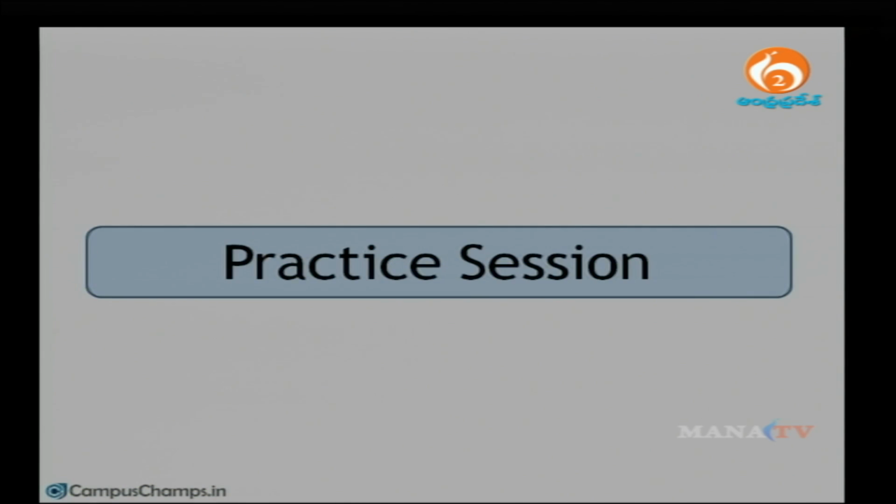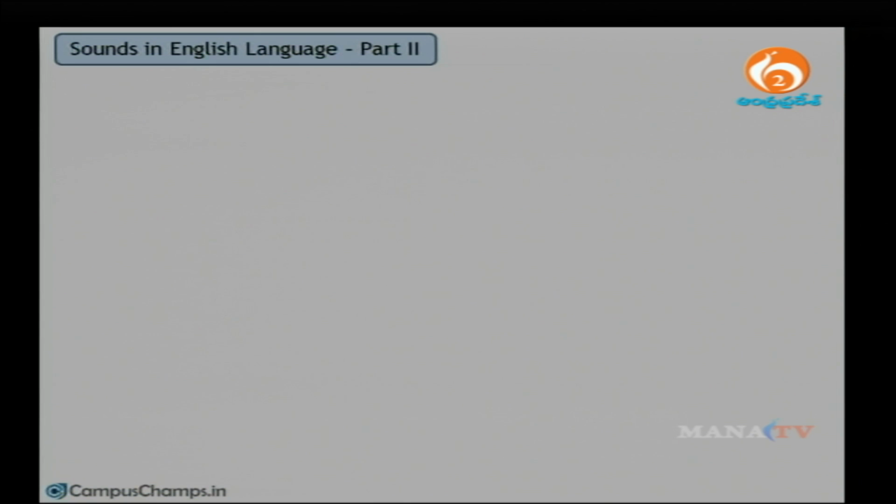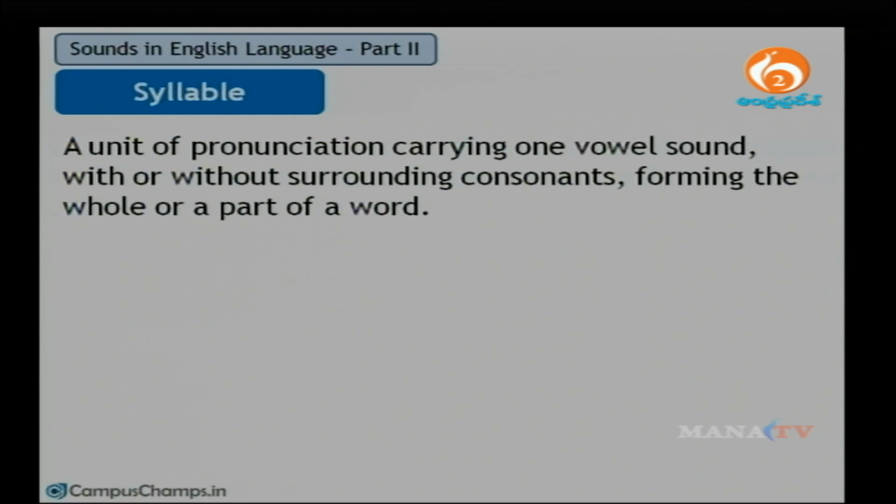Now, the practice session we already did. So I'm moving to the next segment of sound, which is syllable. What do we mean by syllable? It's a unit of pronunciation carrying one vowel sound with or without surrounding consonants, forming the whole or a part of a word.